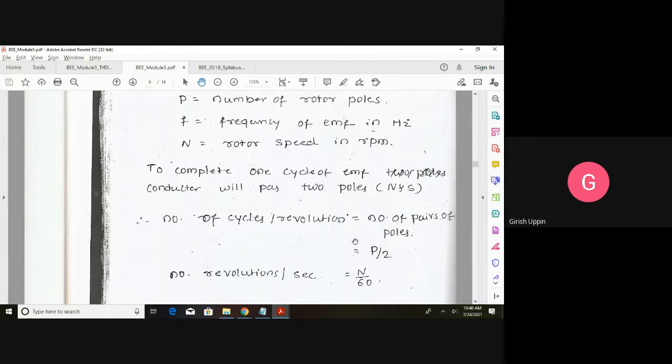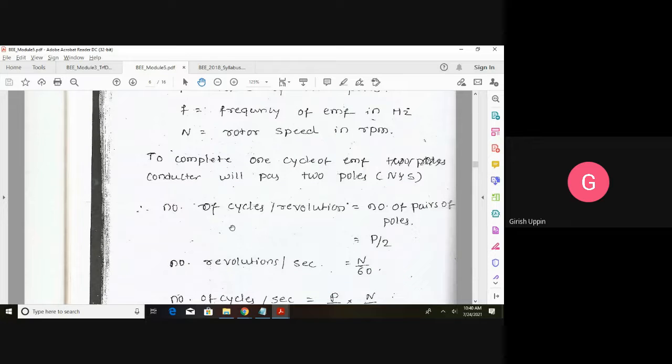So what is the number of cycles that are created per one revolution? If I make one revolution, how many cycles are created? It depends on how many poles are there. If there are two poles, then one cycle is created. If there are four poles, two cycles are created. If there are 10 poles, five cycles are created. So it depends on the number of poles.